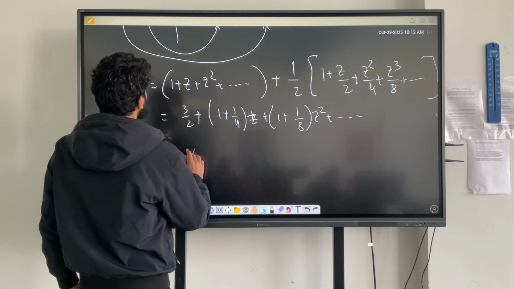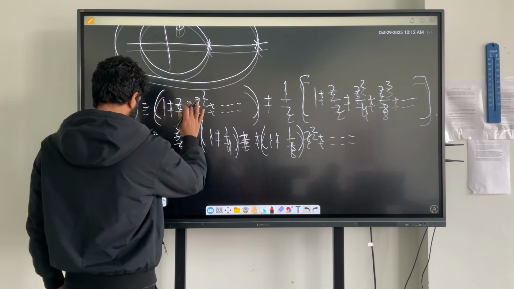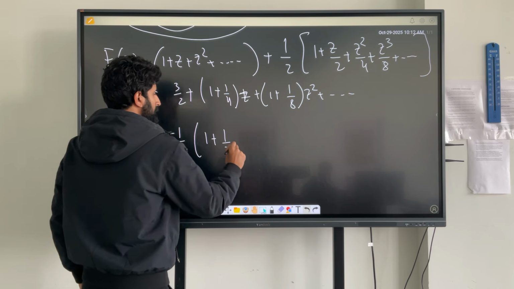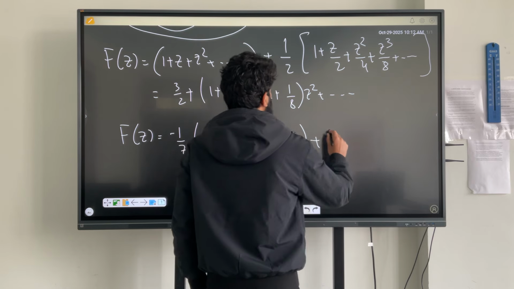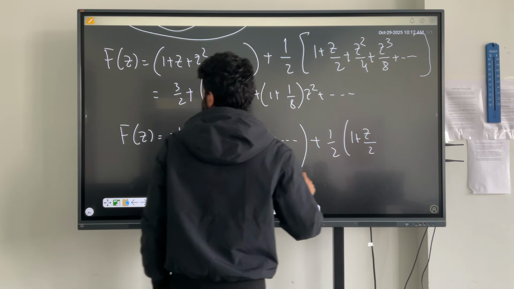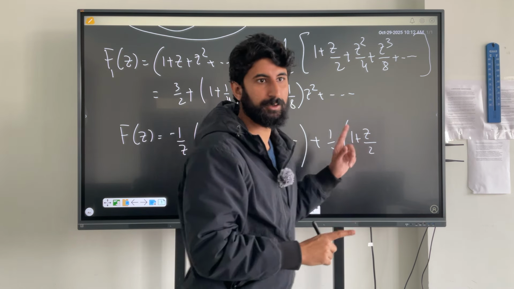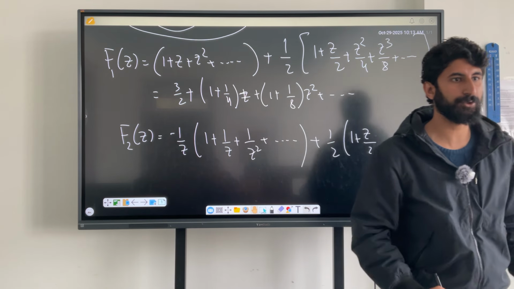I'll get, what was this? 1 minus 1 by z, minus 1 by z, 1 plus 1 by z square plus so on. And then I'll get positive powers, half 1 plus z by 2. Okay, let me call this f1. This is the representation of the function in the domain 1. Let me call this f2, and these are equal to f, but in their respective domains.